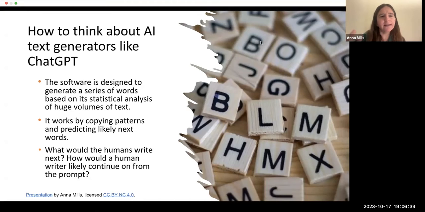So I like to start by grounding us in a framing. We've been hearing a lot about AI and text generators like ChatGPT. These are not new to us at this point, but it's still helpful to ground it in terms of how we think about them. What are they? What's the essence of this? And I keep coming back to the word statistics. These are systems that are generating a series of words, based on their statistical analysis of lots of human text. They're predicting likely next words, they're copying patterns. They're asking this question, what would the humans write next? How would a human writer likely continue on from this prompt? If we keep that in mind, I think that helps to frame what we're working with here.